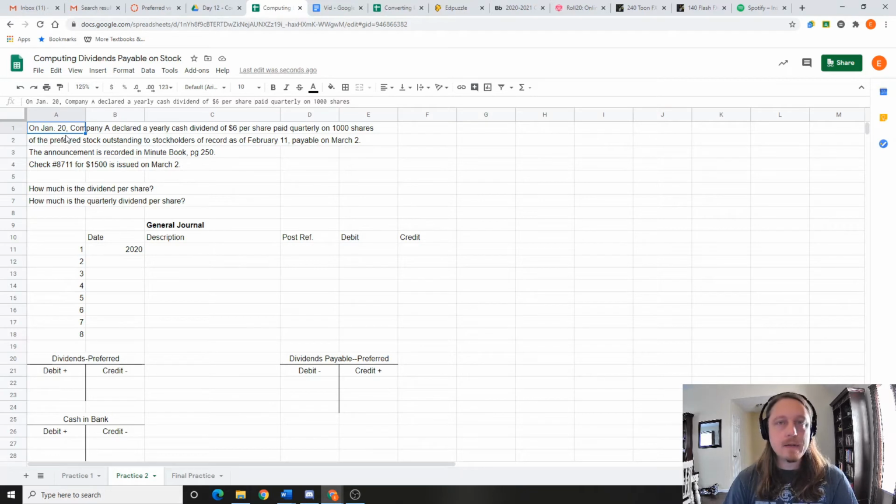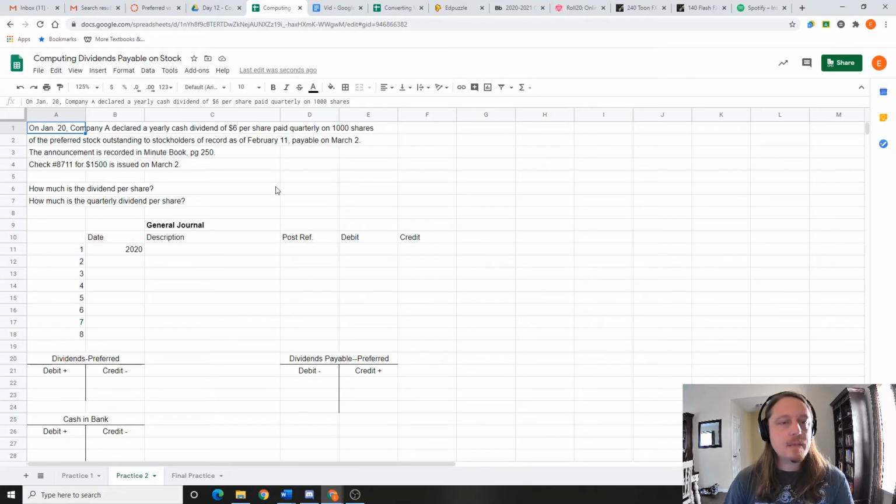On January 20th, Company A declared a yearly cash dividend of $6 per share. Okay, so throughout the year, you'll get $6 for every share. But we're paying quarterly, of course, on 1,000 shares. So that means that we're not going to actually give $6 every payment. We got to divide it up.